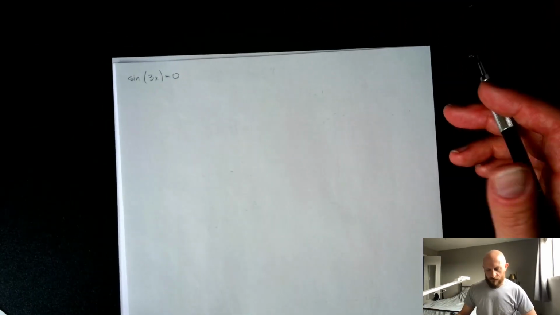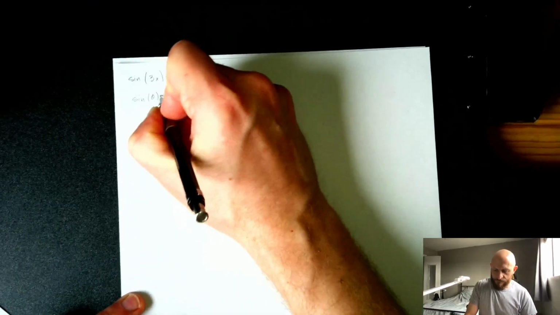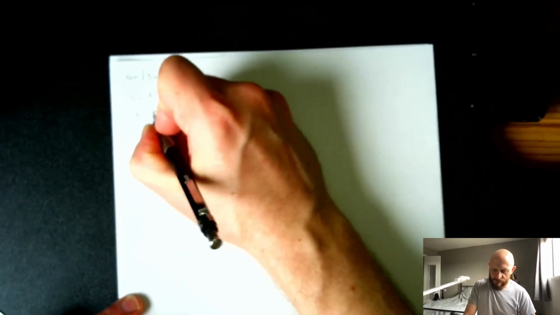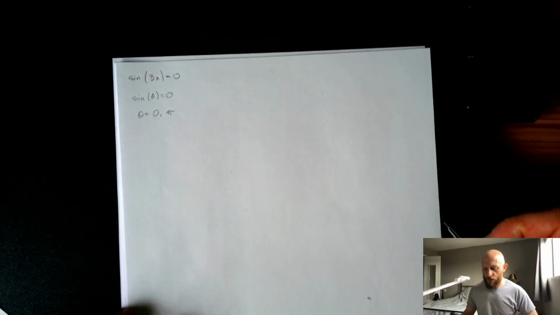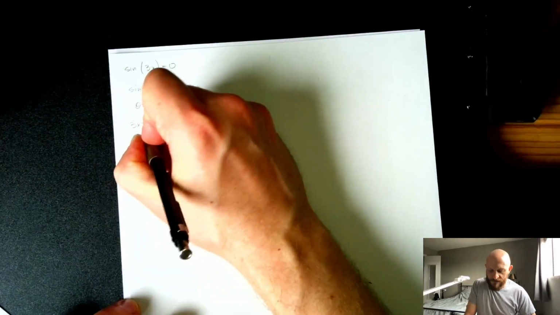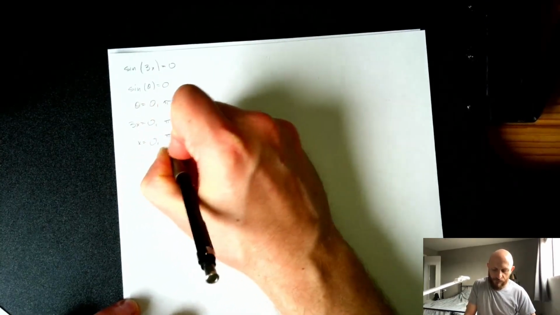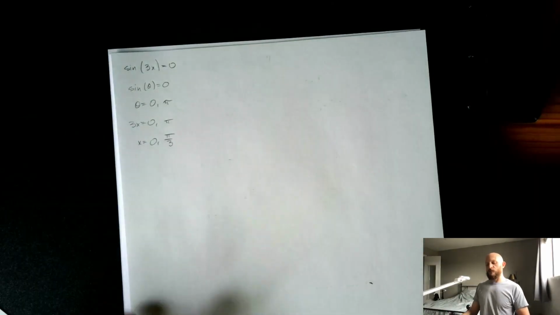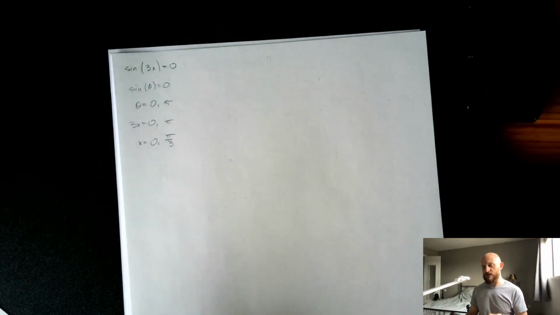All right. So how would I solve this? Well, again, I'm going to think about where sine of theta equals 0. There are 2 places: when theta equals 0 and when theta equals pi. So we're solving where 3x equals 0 or pi. That's when x equals 0 or pi over 3. So we've got 2 solutions so far. Is that all of the solutions?